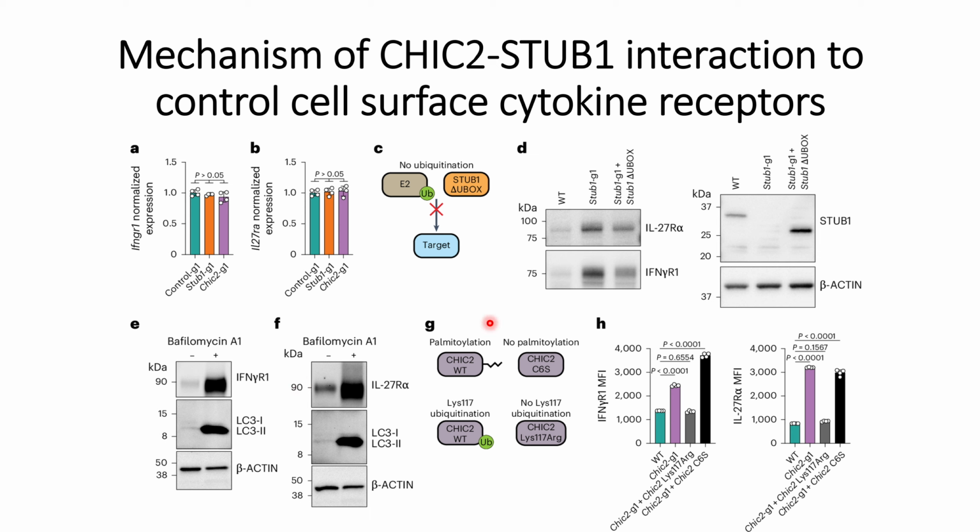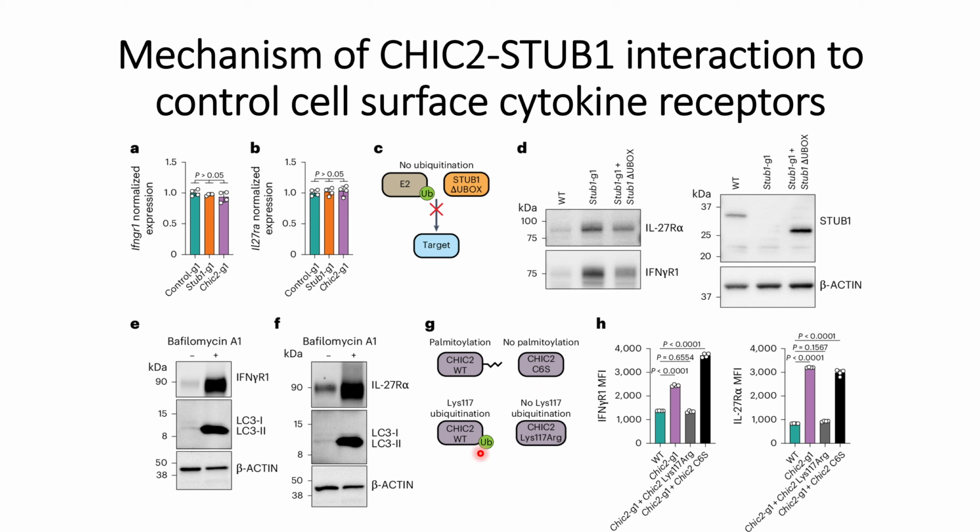Thereafter, they made two hypotheses to validate what role CHIC2 plays. The first one is that CHIC2 needs to be present on the membrane, thereby bringing STUB1 and the IL-27R and IFN gamma R1 close together so that the ubiquitination process can begin. To check this hypothesis, they removed the palmitoylation using the mutation C6 to S, and then checked whether it has any impact on IL-27R-alpha and IFN gamma R1.